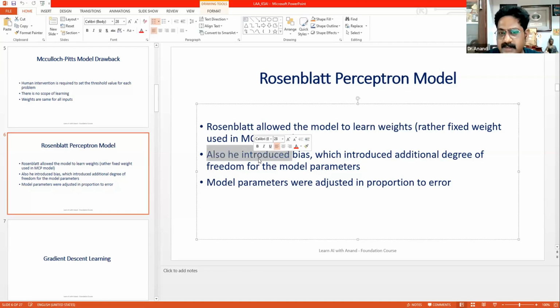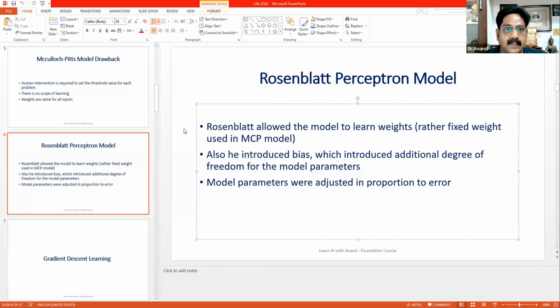Another interesting point is that Rosenblatt is the first person who introduced the bias. Let me finish this discussion, then I will talk about the actual role of the bias, how it provides an additional degree of freedom to the model parameters.